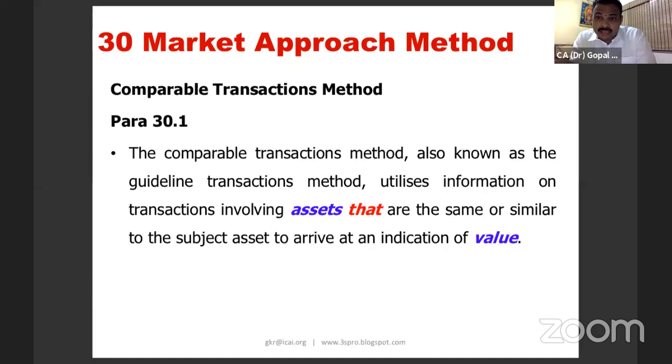So it utilizes information on transactions involving assets that are the same or similar to the subject. Same or similar is the catchword. To the subject asset, to arrive at an indication of value. So that is an indication. You cannot just say in a report that the value is this. No. I referred to this. This is a comparable transaction method. These are all the data I have taken.